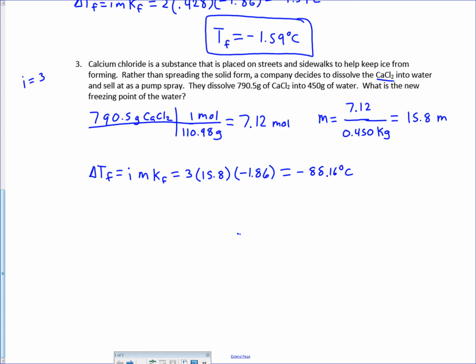All right, and then for this one, again, it's freezing point. This is the change in temperature. The normal is 0, so your freezing temperature is going to equal negative 88.16 degrees Celsius.